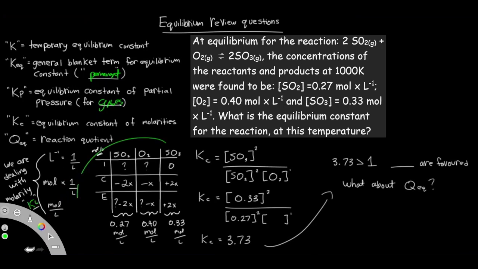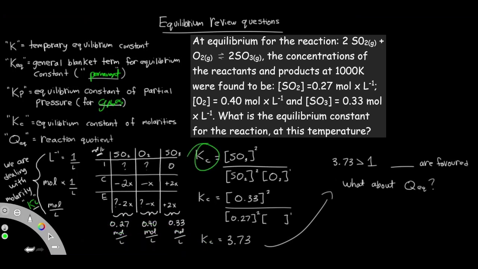Next, we're going to be looking at an ICE table. Obviously, our initial concentrations for the reactants were not given, but the SO3 has to start at 0 initially, so we've written it as such. This is our change based on the coefficients in this chemical equation. We've added them up at equilibrium. We get 0.27, 0.40, and 0.33. Again, all of these must be in moles per liter because we're dealing with molarity.